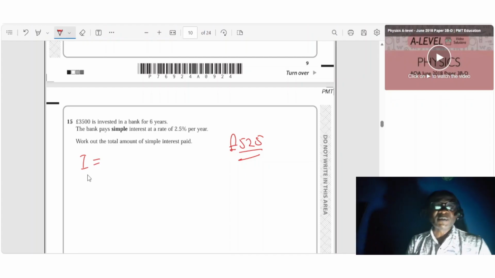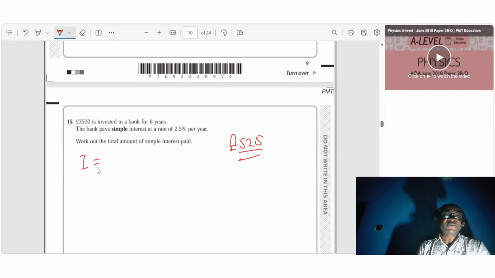For C, you have to multiply by 6 for 6 years. So the right formula is interest equals PTR all over 100. The P there is the amount borrowed or invested, which is 3,500. Multiply by T. T is the number of years, which is 6. Then multiply by R. R is the rate, which is 2.5. Then you divide it by 100. This will give you the answer.